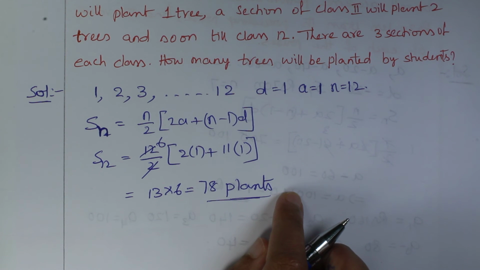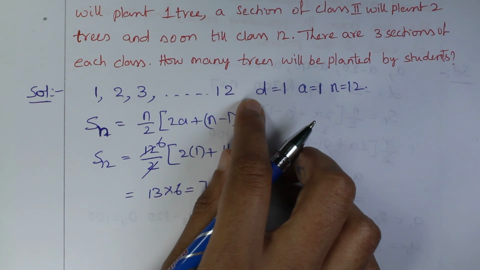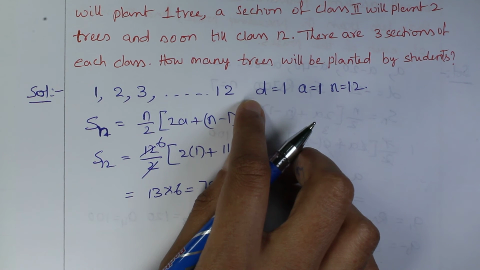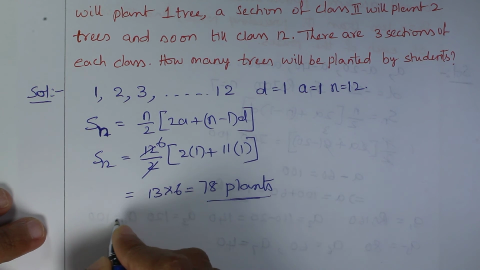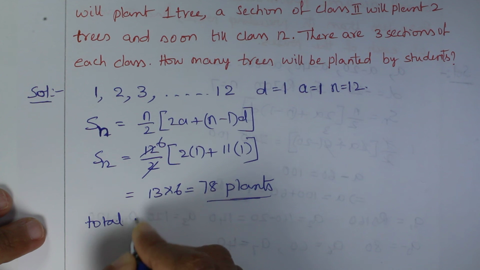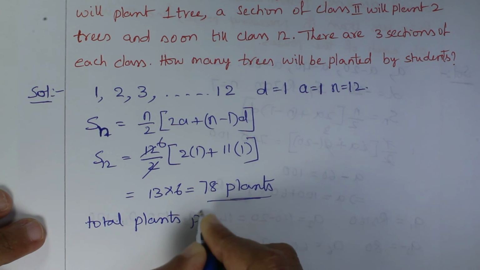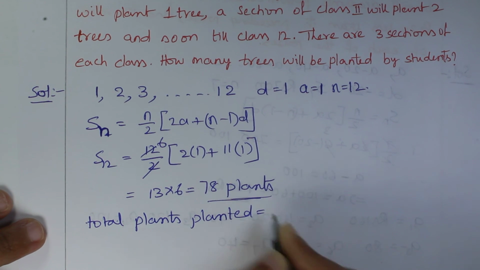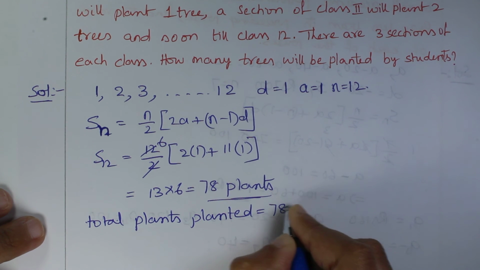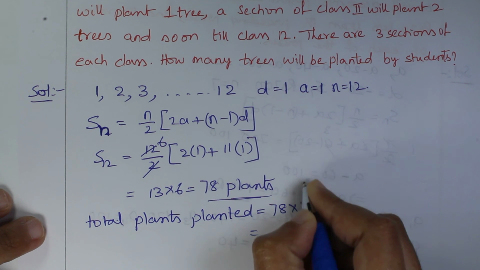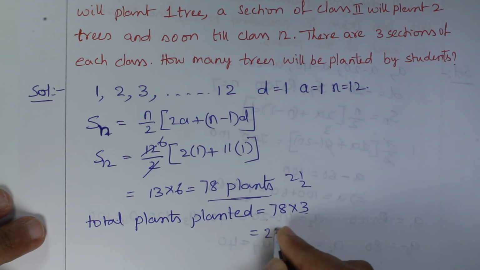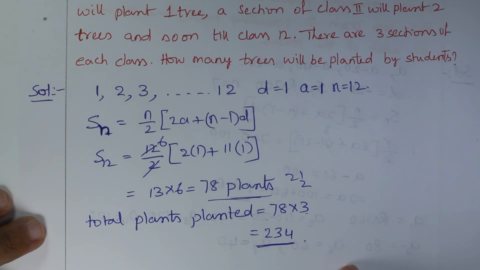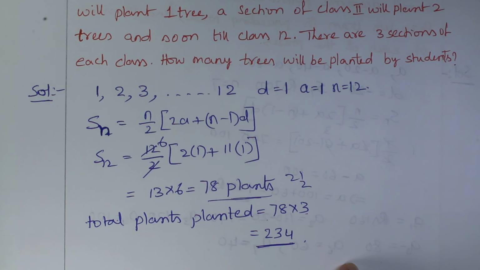There are 3 sections in each class from 1 to 12. So the number of plants planted by 3 sections from classes 1 to 12 becomes 78 into 3. Total plants planted is equal to 78 into 3, that is 234. So 234 plants are planted by the 3 sections from classes 1 to 12. Hope this is clear for you.